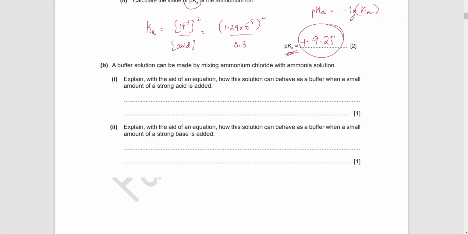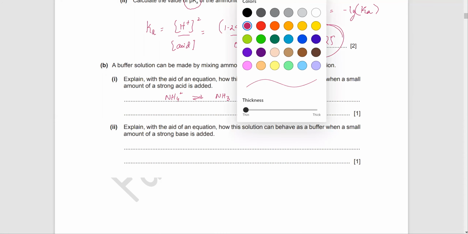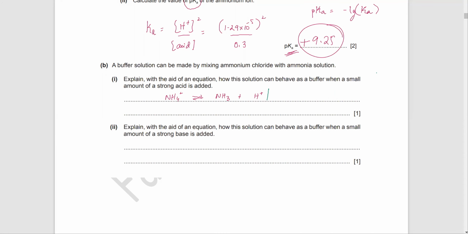Now, this one: a buffer solution can be made by mixing ammonium chloride with ammonia solution. Explain with the aid of an equation how the solution can behave as a buffer when a small amount of strong acid is added. So, ammonium ions would be in equilibrium with NH3 and H plus, as they dissociate to produce NH3 and H plus. Where would the equilibrium shift if you add more H plus ions? If you try to increase the concentration of H plus ions, the equilibrium would immediately shift to the left.